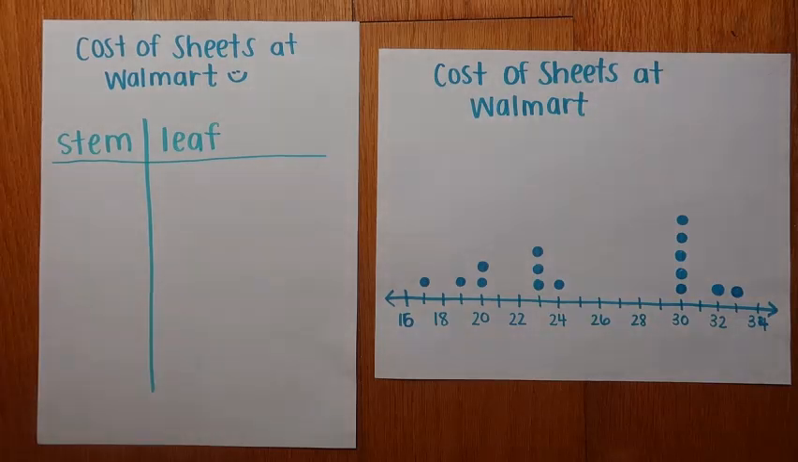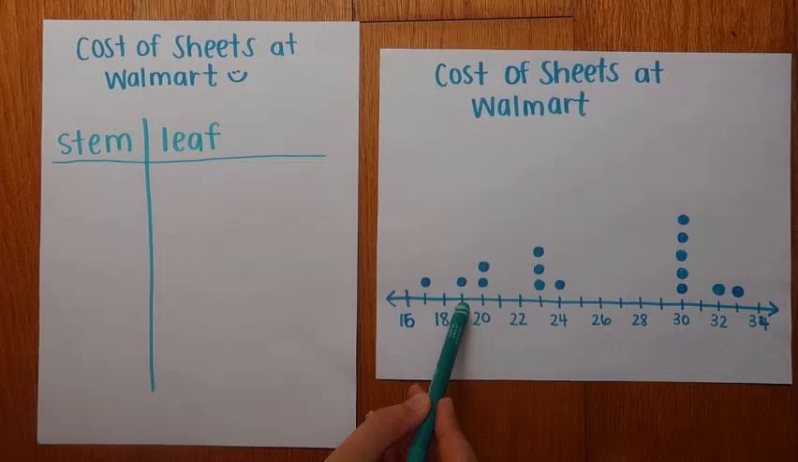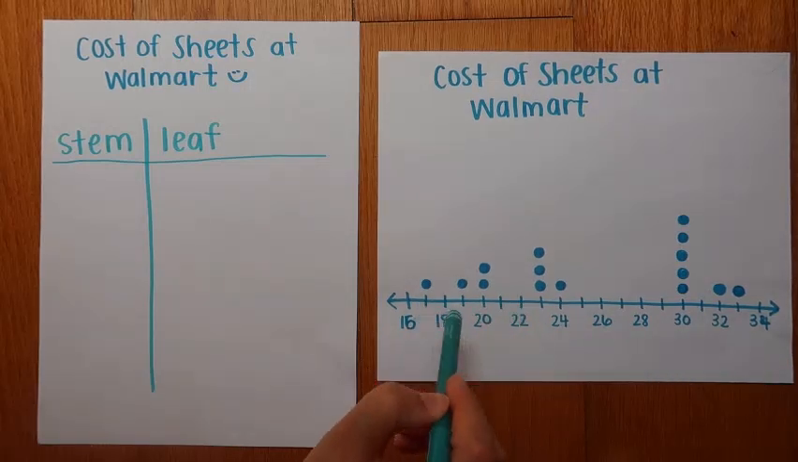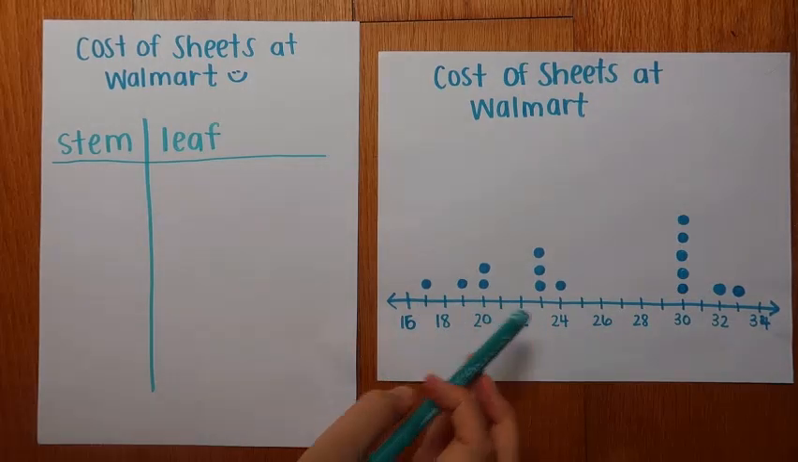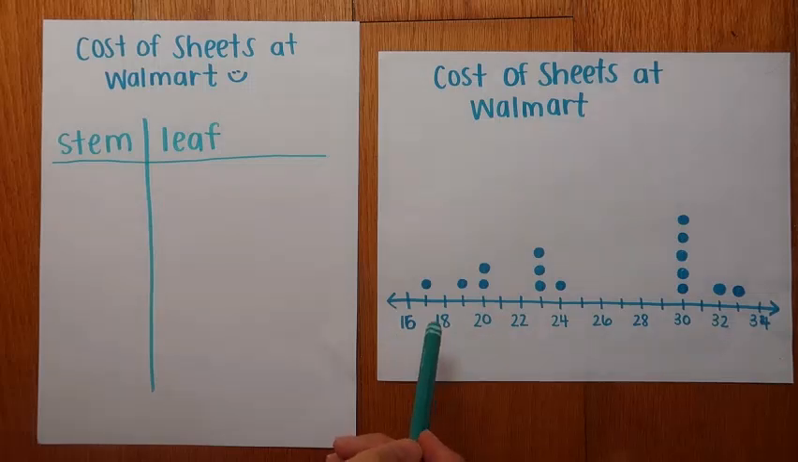So we're going to try it out here with cost of sheets at Walmart, okay? All of these dots represent some different sheets that you could buy at Walmart, for example. And so this is 16, this is 17, 18, 19, 20. I didn't mark all of it. I only marked the evens because it gets difficult to draw a number line like this with so many numbers that you would have to write. Splitting it up and not writing them all helps keep it clean and neat. So I'm going to show you how we're going to do this.